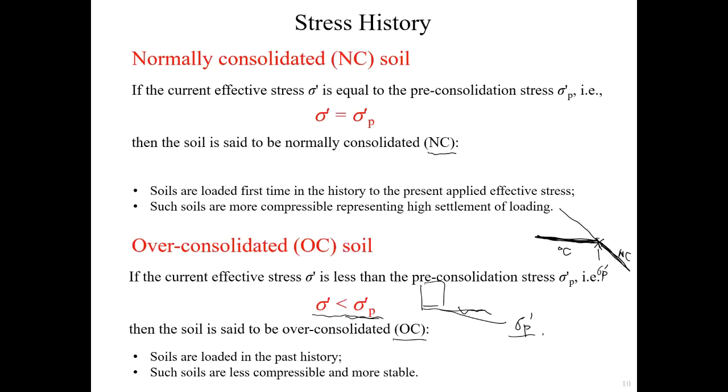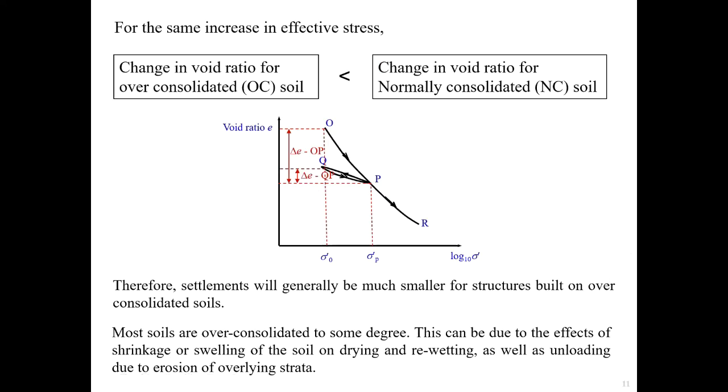So I have two types of clay. I have over-consolidated clay, meaning that the soil has felt a larger amount of stress in its past than it's feeling right now. Or I have normally consolidated clay, which means the soil is currently feeling the largest amount of vertical stress it's ever felt in its existence. So normally there are two types of clay soils.